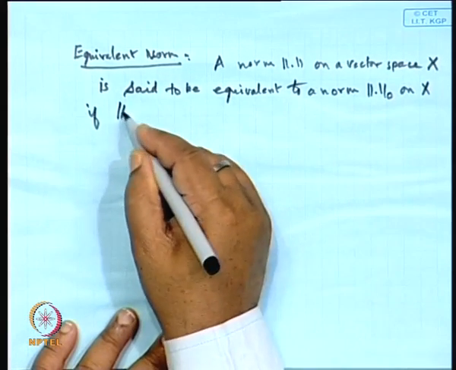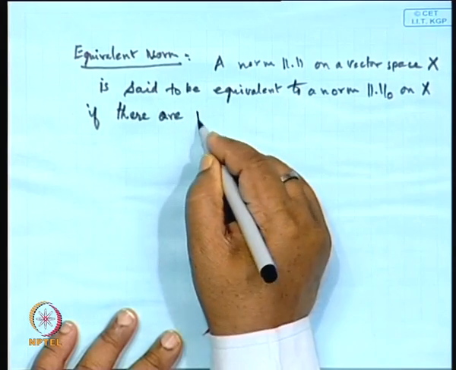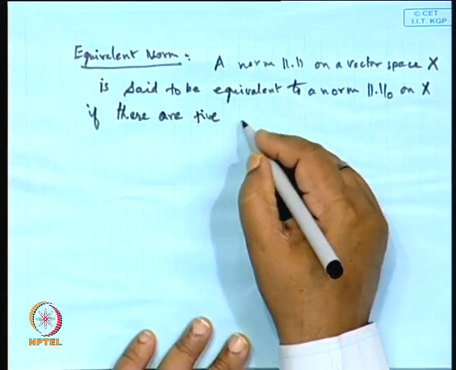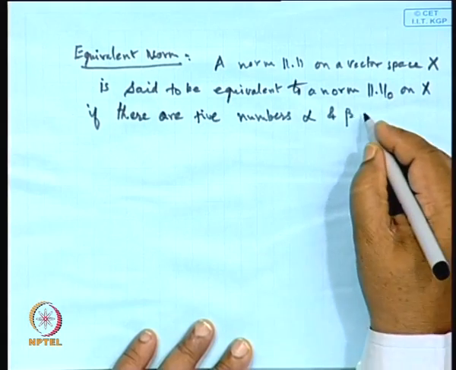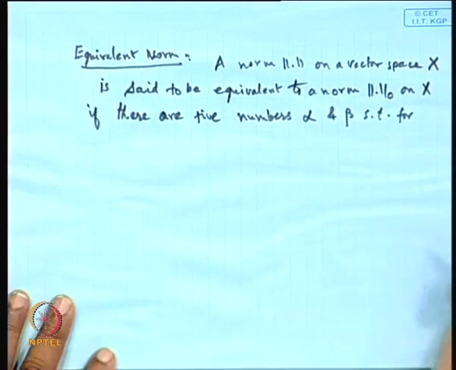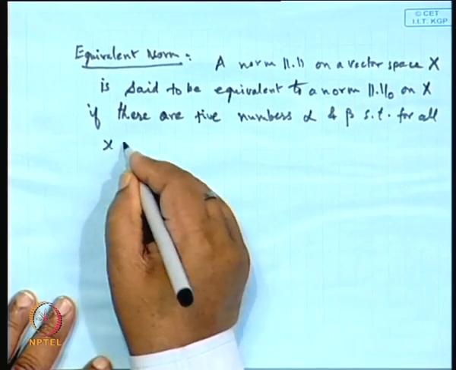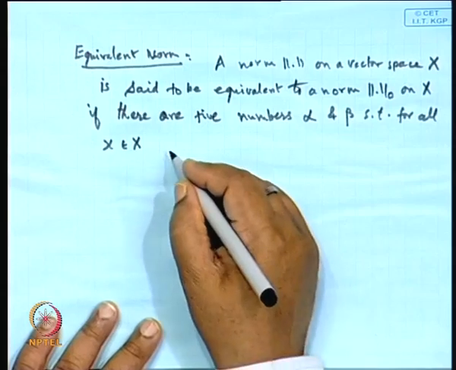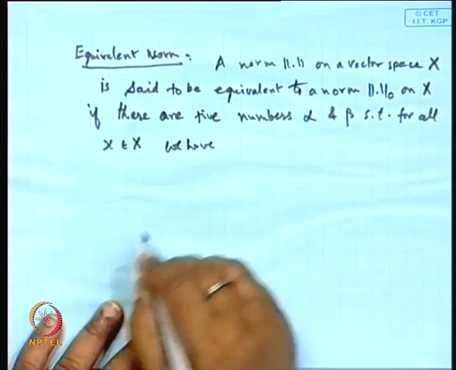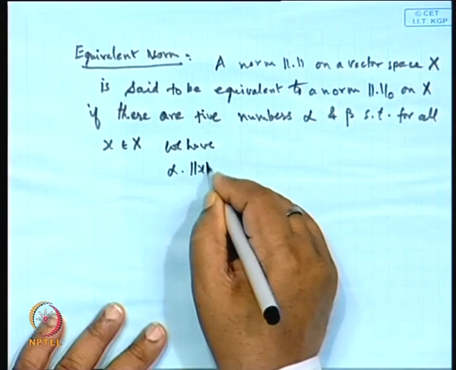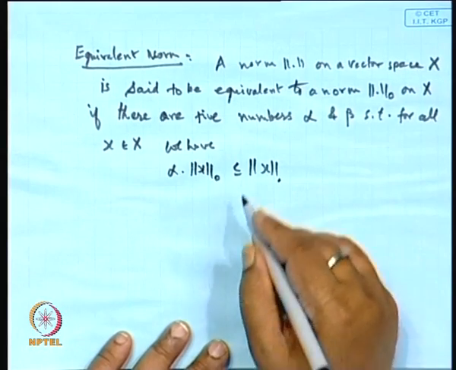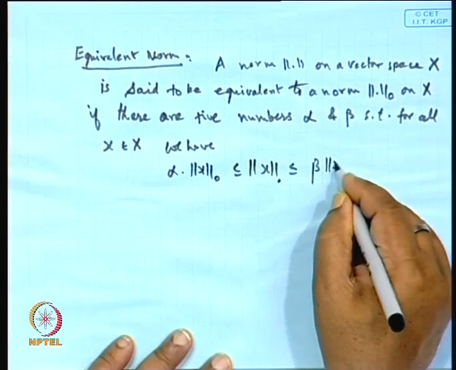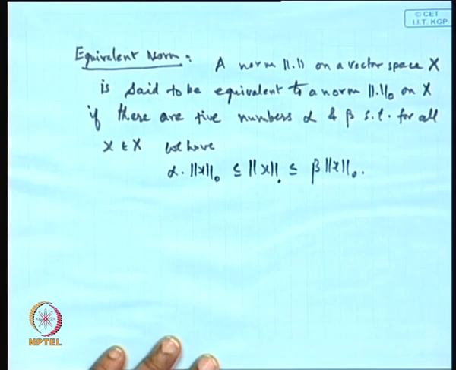there exist positive numbers alpha and beta, such that for all x belonging to capital X, we have alpha times norm of x 0 is less than or equal to norm of x, which is less than or equal to beta times norm x 0.